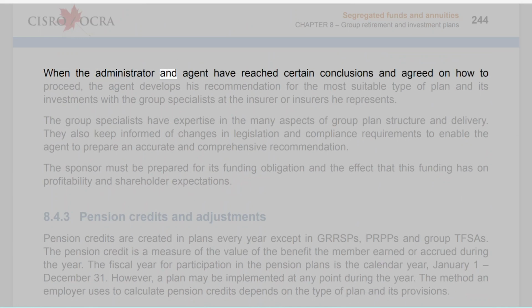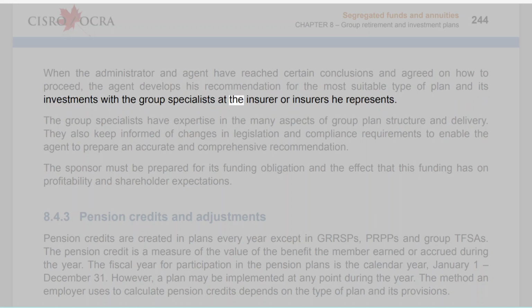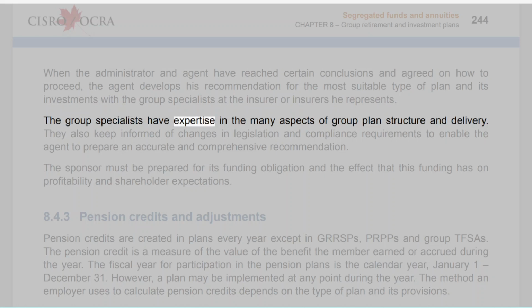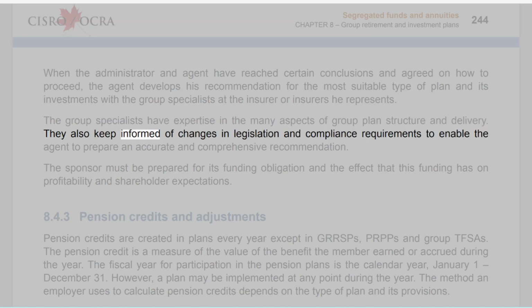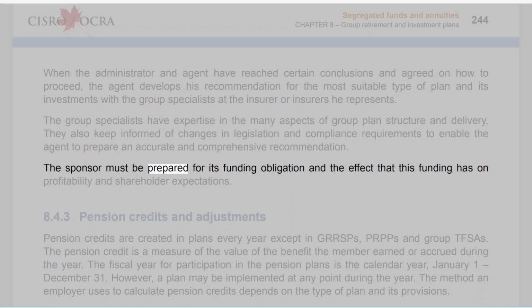When the administrator and agent have reached certain conclusions and agreed on how to proceed, the agent develops his recommendation for the most suitable type of plan and its investments with the group specialists at the insurer or insurers he represents. The group specialists have expertise in the many aspects of group plan structure and delivery. They also keep informed of changes in legislation and compliance requirements to enable the agent to prepare an accurate and comprehensive recommendation. The sponsor must be prepared for its funding obligation and the effect that this funding has on profitability and shareholder expectations.